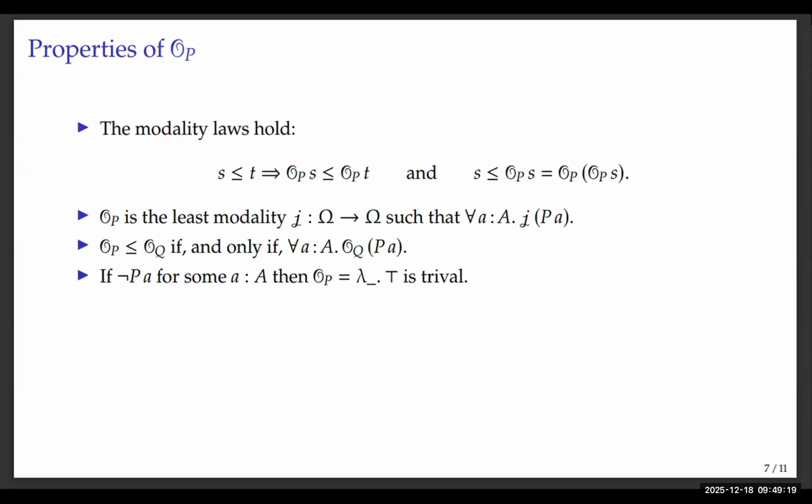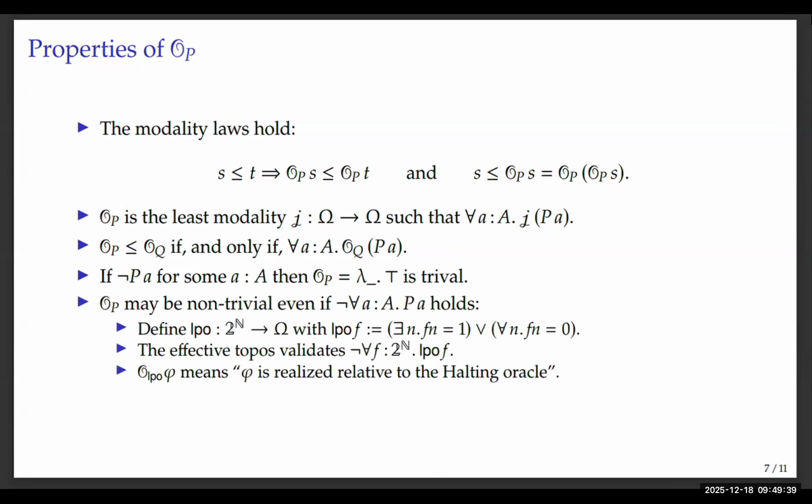So then let's observe the following. It might be the case that there is an instance of a question where P of A is actually false. So there is nothing that the oracle can answer in that case. Well, in that case, you're going to get a trivial modality. And so that's what we can observe. But importantly, it may happen that OP will be non-trivial even when not for all A, P of A holds. And here is an example.